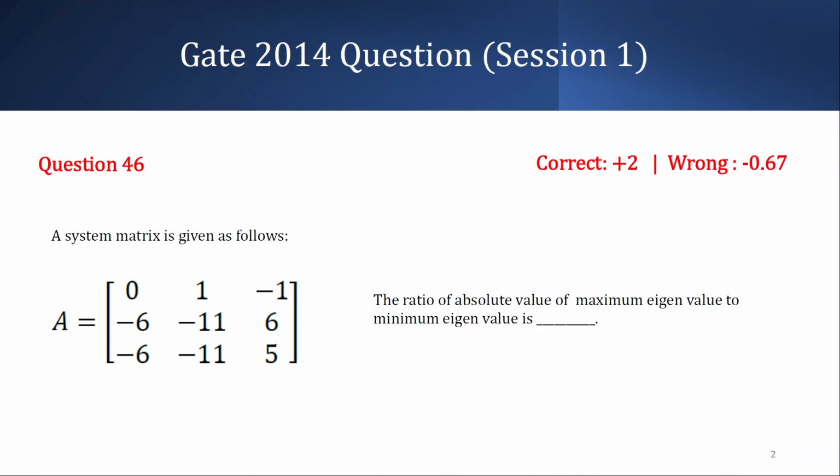So what you need to do is find the eigenvalues of this system matrix that has been given to you, and then find the ratio of the maximum eigenvalue to the minimum eigenvalue. When I'm talking about maximum and minimum, I'm talking about the absolute value of the eigenvalues. Okay, so try to do this sum.